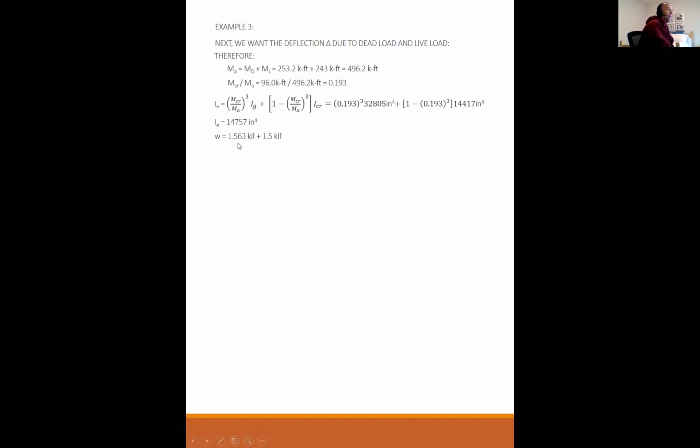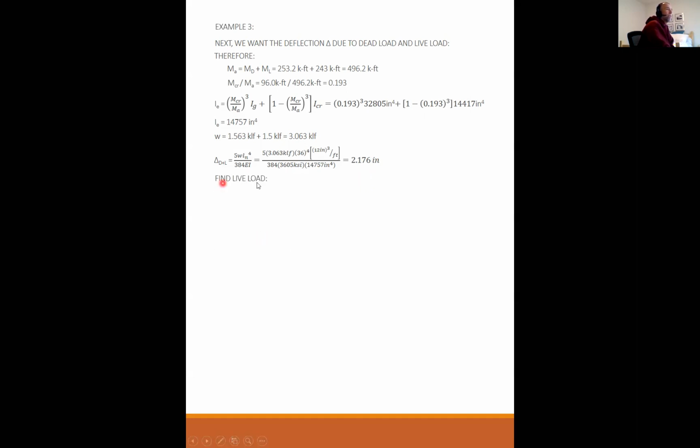My applied load is the dead load plus the live load. So that's 3.063 together. And I calculate my total deflection. I plug in my total load, span, my inches to feet, and my effective moment of inertia. And I get 2.176 inches.